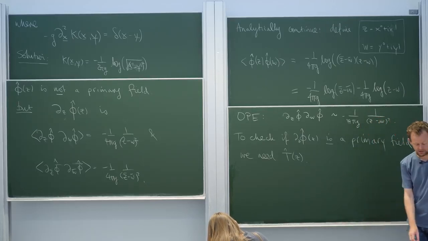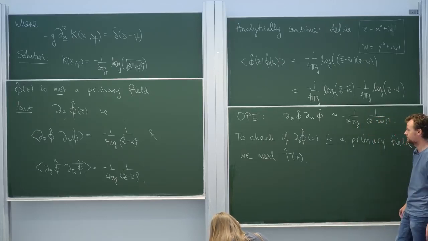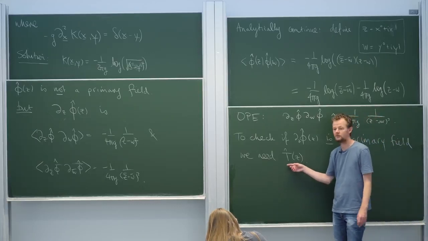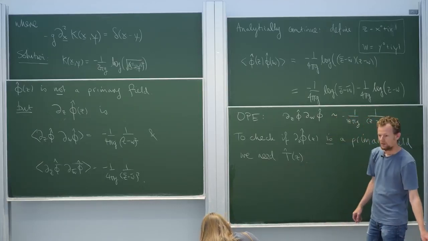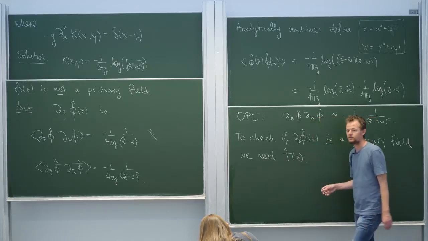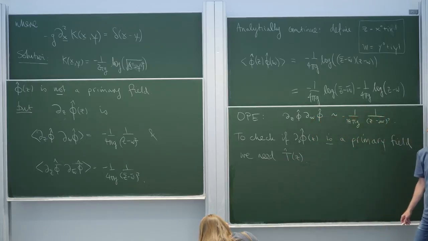So to actually check if an observable is a primary field, you need to see how it transforms under conformal transformations. And for that, in turn, you need the stress energy tensor T mu nu. Well, actually, we really want T hat Z, which we've defined in terms of T mu nu.